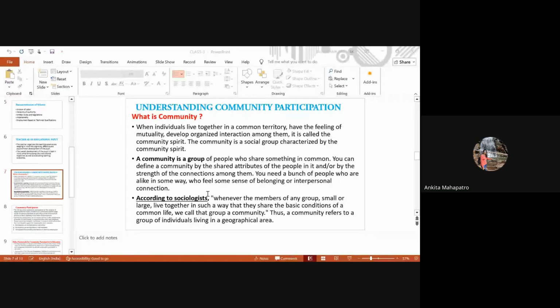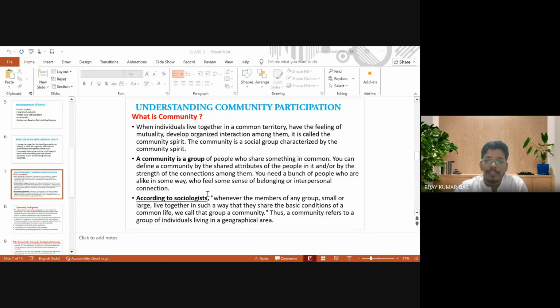People with a common interest or with a common goal, a group of people who share the same interest or have a common goal. Very good. Anybody else?